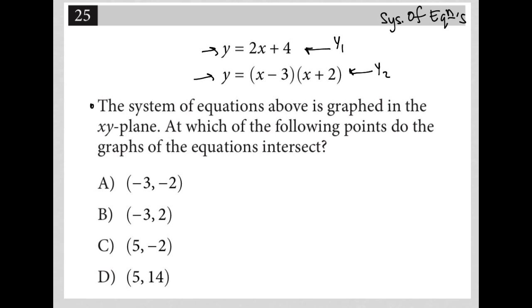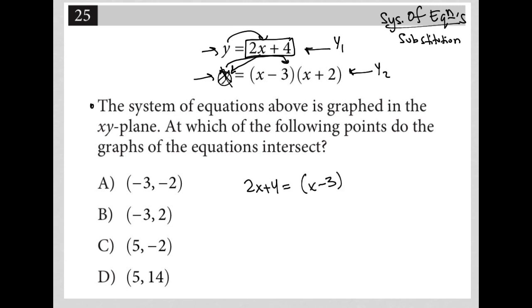mathematical way. Now, in order for these two equations to intersect, that basically means they have to equal each other, right? So in essence, I'm going to use substitution and say, well, since y is equal to 2x plus 4, and y is equal to this product of binomials, that should mean that I can take what this first y equaled and replace this second y with it, right? So in essence, the equation I would get would be 2x plus 4 equals x minus 3 times x plus 2.